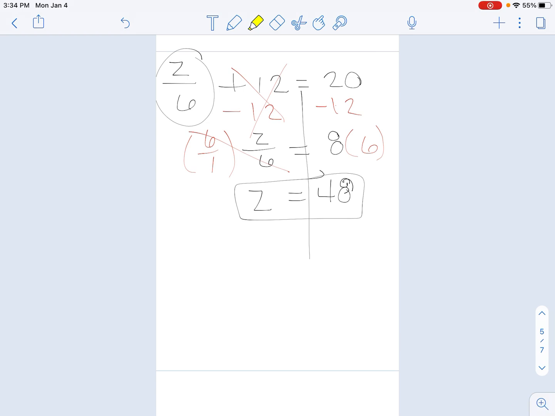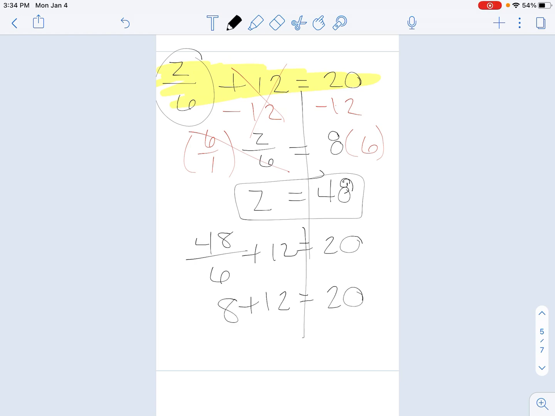To substitute, we're going to go back up to the original equation. We're going to rewrite that, but we're going to substitute for Z with our solution. So is 48 divided by 6 plus 12 equal to 20? 48 divided by 6 is 8. 8 plus 12 is 20. 20 equals 20. Check. Alrighty, those are your notes on solving two-step equations.